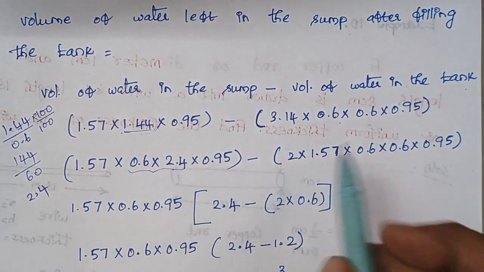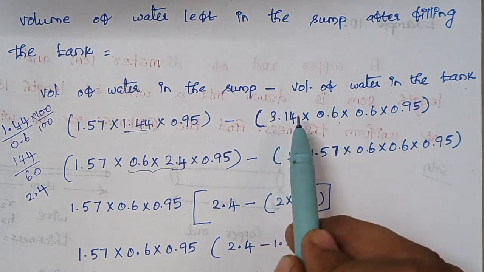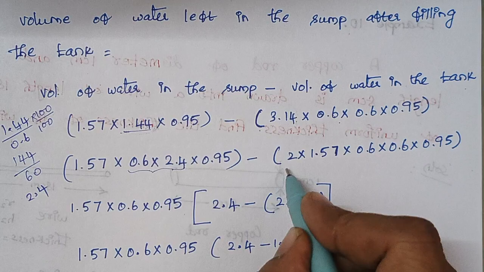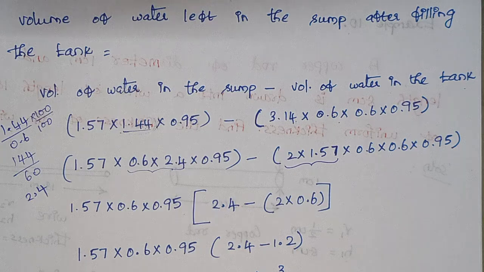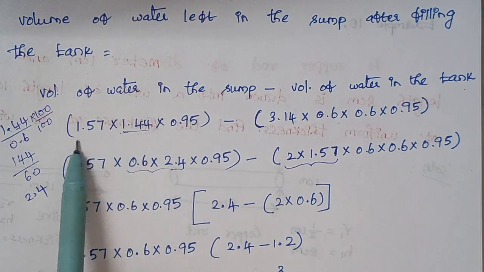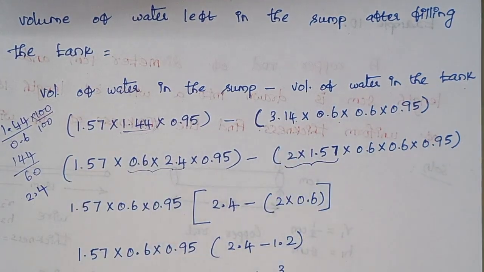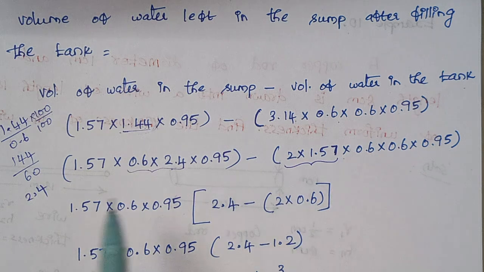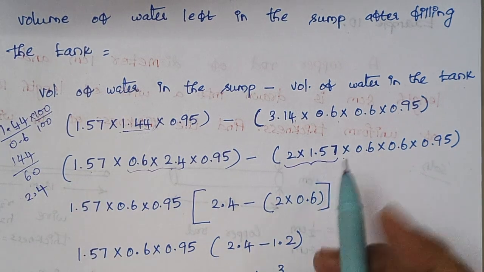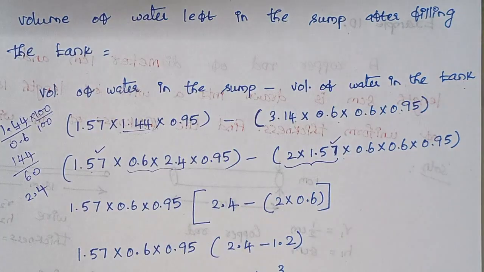And again you see here I have 3.14. This 3.14 can be written as 2 times 1.57. Even if you directly multiply you can get the answer, that's not an issue. But in order to make our calculation simpler, try to relate these terms with these terms, so it will be very easy for you to solve. When you compare these two terms, I have 1.57 and here also 1.57. So 1.57 is a common term.